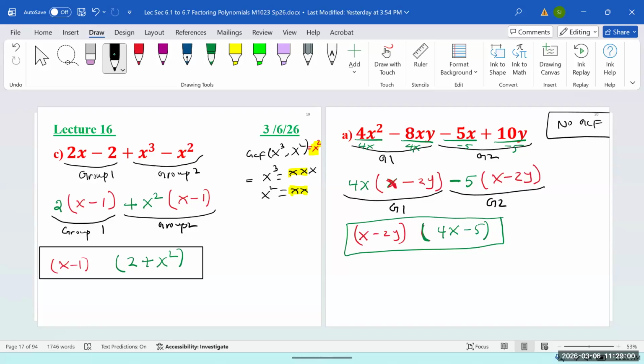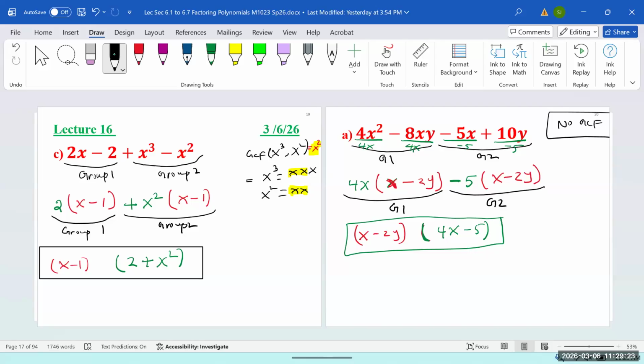Negative 5. If you look at group 2, our group starts with negative 5x and then plus 10y. Anytime you start a polynomial with a negative sign, you factor that out. So our second group, the polynomial is negative 5x plus 10y. We start with a negative sign, so you have to factor out a negative.